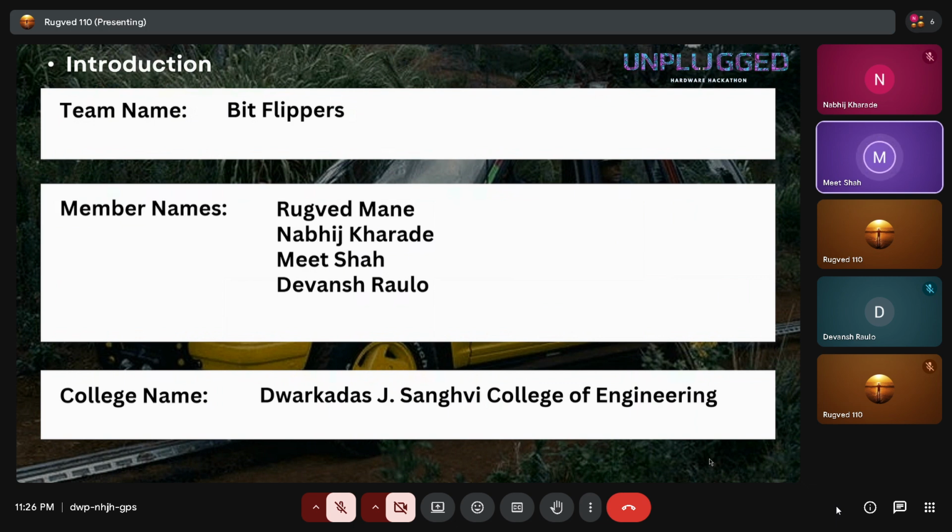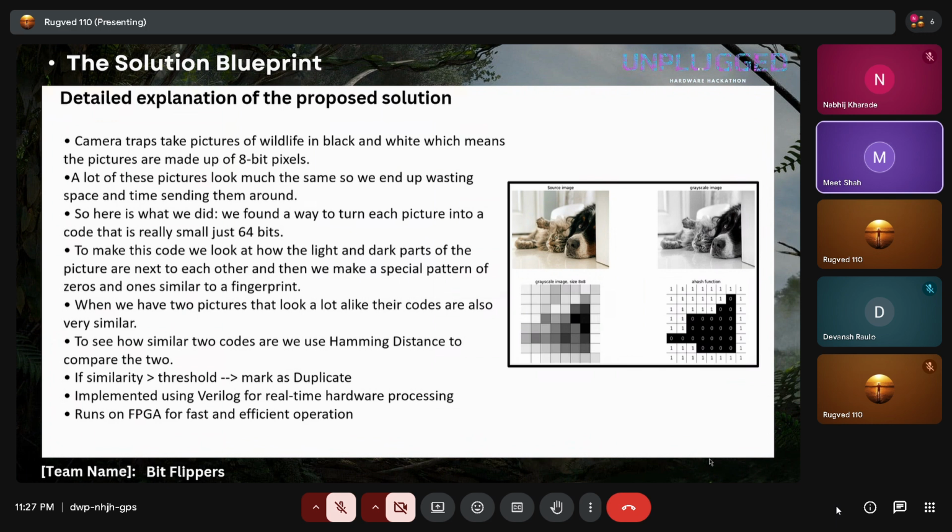In a wildlife conservation system, camera traps continuously capture grayscale images, where each pixel is represented using 8 bits. However, many of these images are visually very similar, which leads to unnecessary storage usage and increased transmission cost. To solve this problem, we convert each image into a compact 64-bit signature.